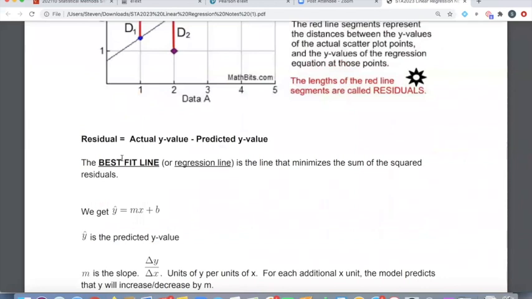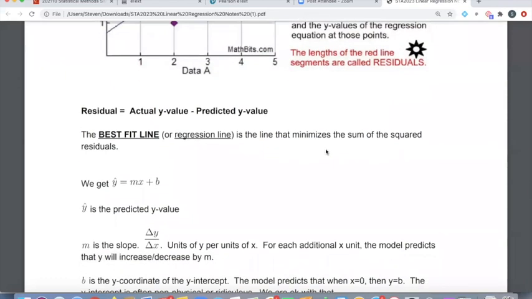The best line that we could possibly draw is the one that minimizes the sum of the squared residuals. You won't have to know that. Our calculator does it for us. We type all the numbers in the calculator, it spits out a line that is the best of all the possible lines we could draw. So we get a line.